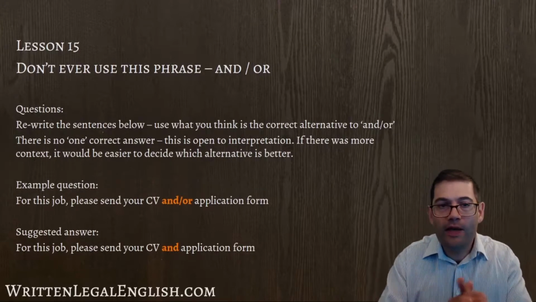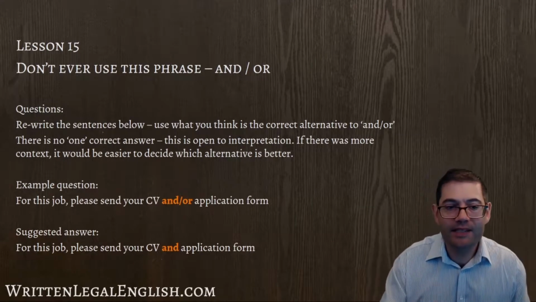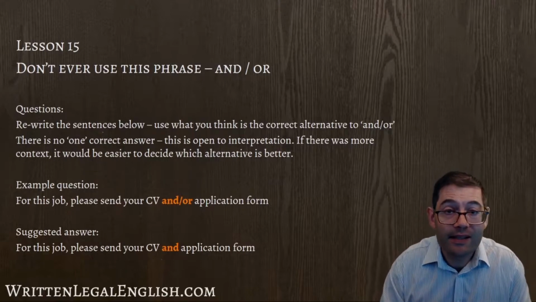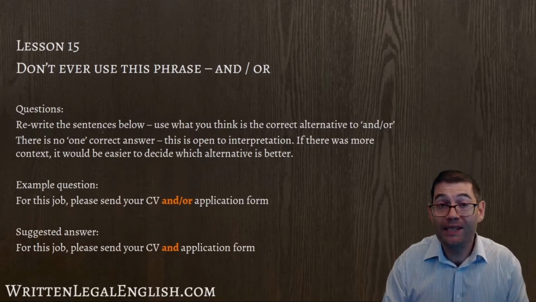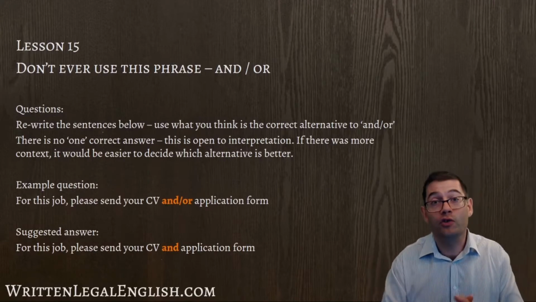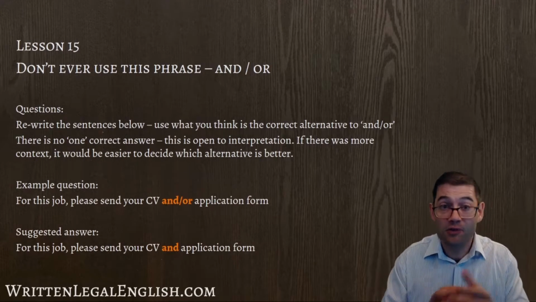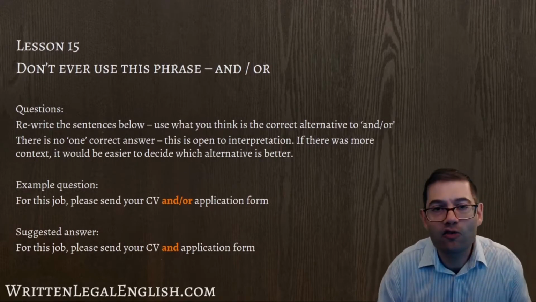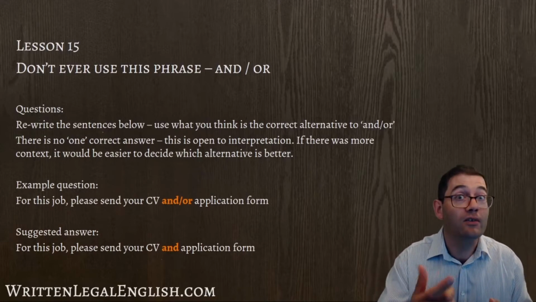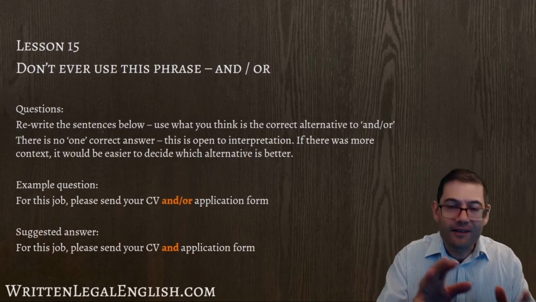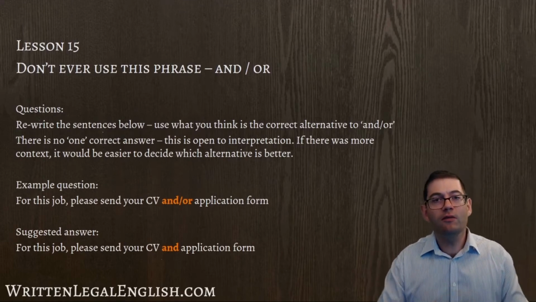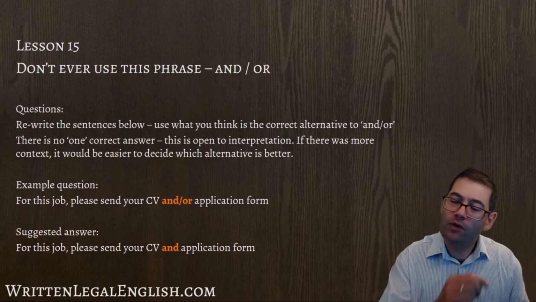So, by way of an example, for this job, please send your CV and/or application form. You might decide that this is simply, for this job, please send your CV and application form. Because normally, when you apply for a job, you have to send two things, your CV and your application form. So hopefully there will be enough context for you to make a good decision, but as I said, different answers may be possible. So try those questions below, and once you've had a think about them, then watch my answer video.